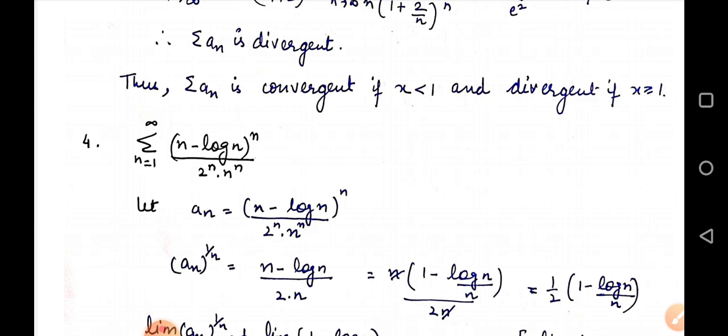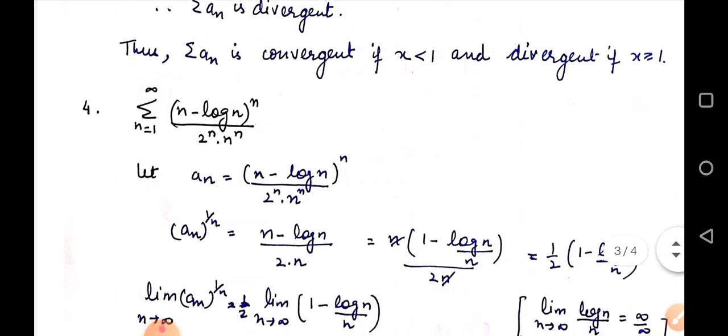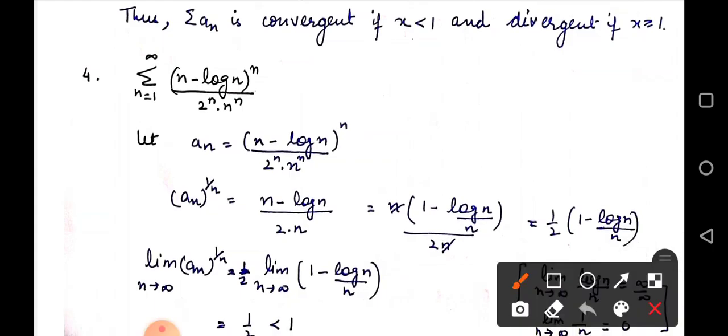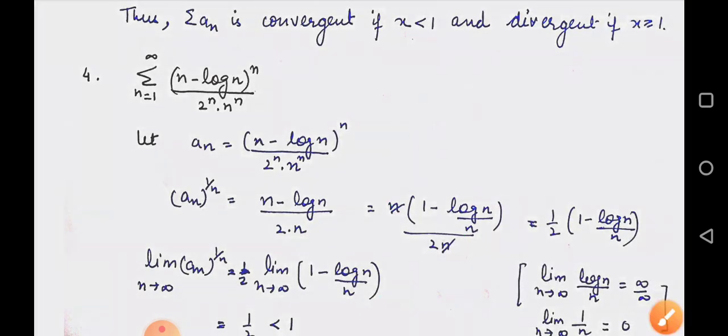So let us take an as n minus log n to the power n upon 2 to the power n to the power n. Taking an to the power 1 by n, so n cancels, so we are left with these terms. Taking n common, so it is 1 minus log n upon n cancel. Now taking limit n approaches infinity, it is log n upon n. So it is infinity by infinity form.